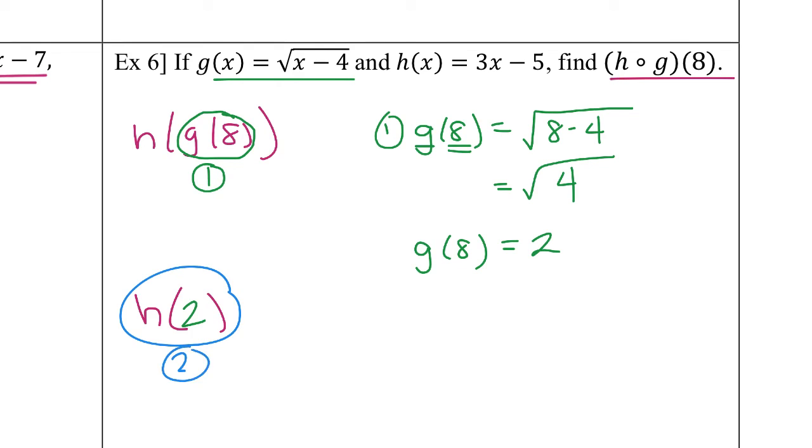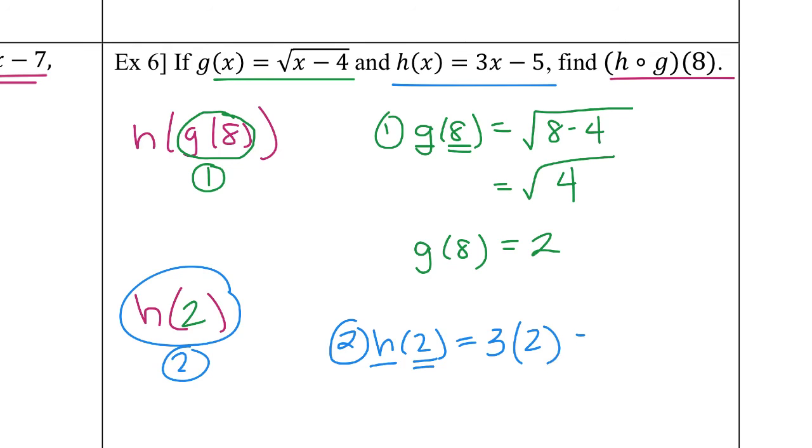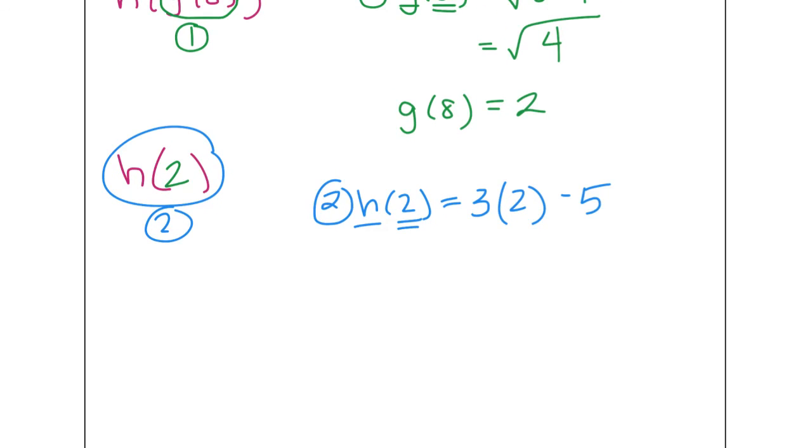Which can be the second thing I can find. So h of 2 means in the h function, replace all the x's with 2. And h is 3x minus 5. So 3 times x, which is now a 2, minus 5. 3 times 2 makes 6, and 6 minus 5 makes 1. So the overall composition, h of g of 8, is equal to a 1.